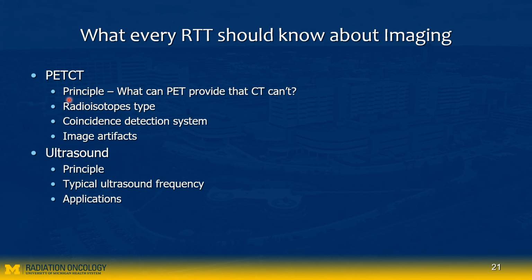In PET CT scan, you have to understand the principle. PET provides something that CT cannot provide, right? It's metabolic information. That is what PET is providing. And what is the isotope that we use? You have to know FDG, and this concept of coincidence detection system. We're taking advantage of the almost 180 degree apart annihilation photons, and then what are the image artifacts from the PET, right? We talked about attenuation correction, and then we talked about image blurring, and so forth.